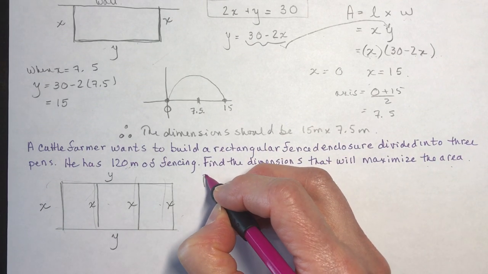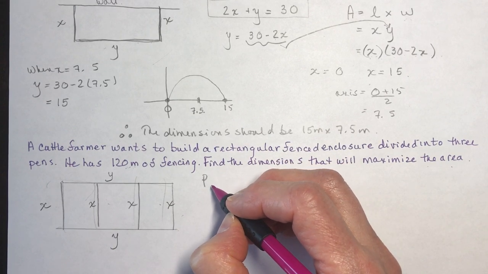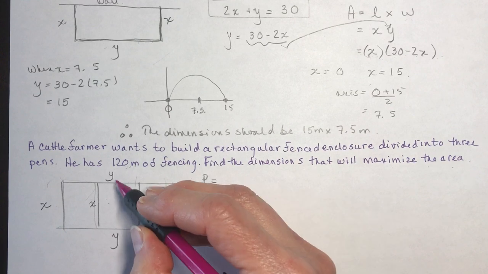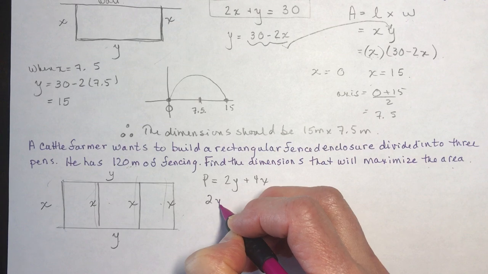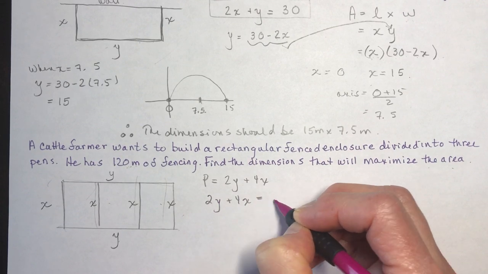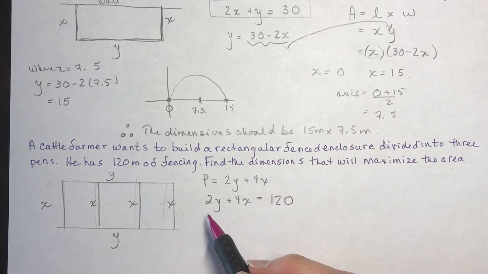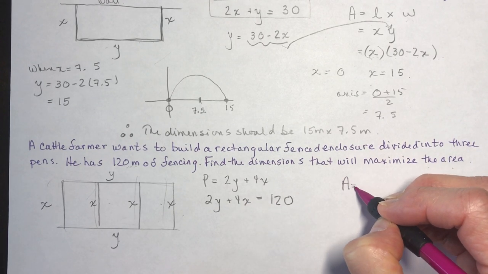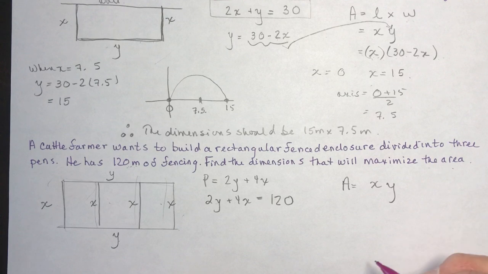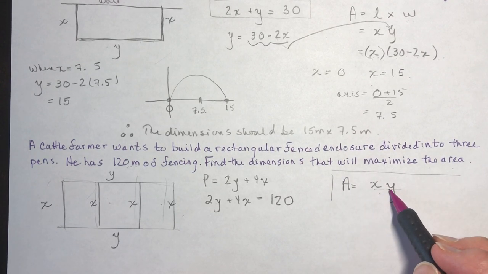So the perimeter, it's not really perimeter. Well, I guess it's perimeter of all the pens equals, so I have 2 y's and 4 x's. And those 2 y's and 4 x's have to add up to 120 meters. So for these type of questions, you have 2 equations that you're working with. You have your perimeter equation and you have your area. So x times y, length or width times length, or whatever way you want to say it. Okay, so this is the equation I'm trying to solve for. I want to maximize this.